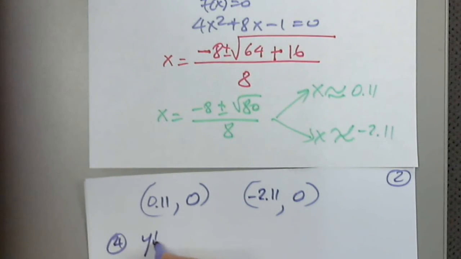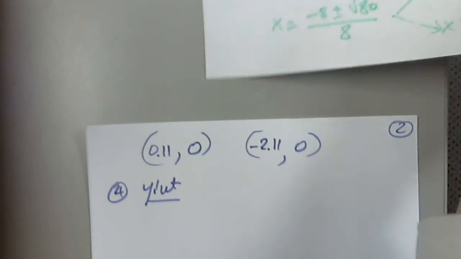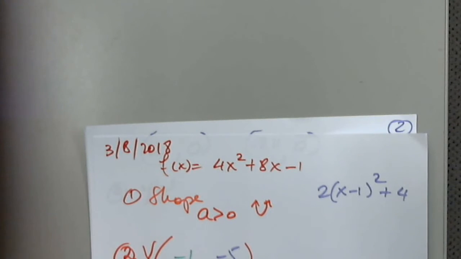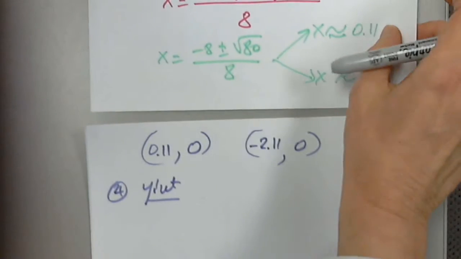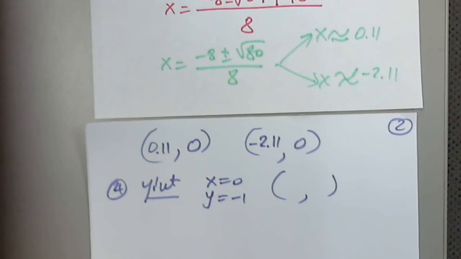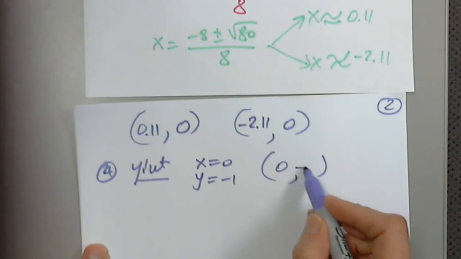Number 4, the Y-intercept. Now it's easy to get the Y-intercept for this function. Not Y. We're talking about the Y-intercept. Okay, so what do I get? Perfect. So when x is 0, y is negative 1. What is the ordered pair that is the Y-intercept? 0, negative 1.